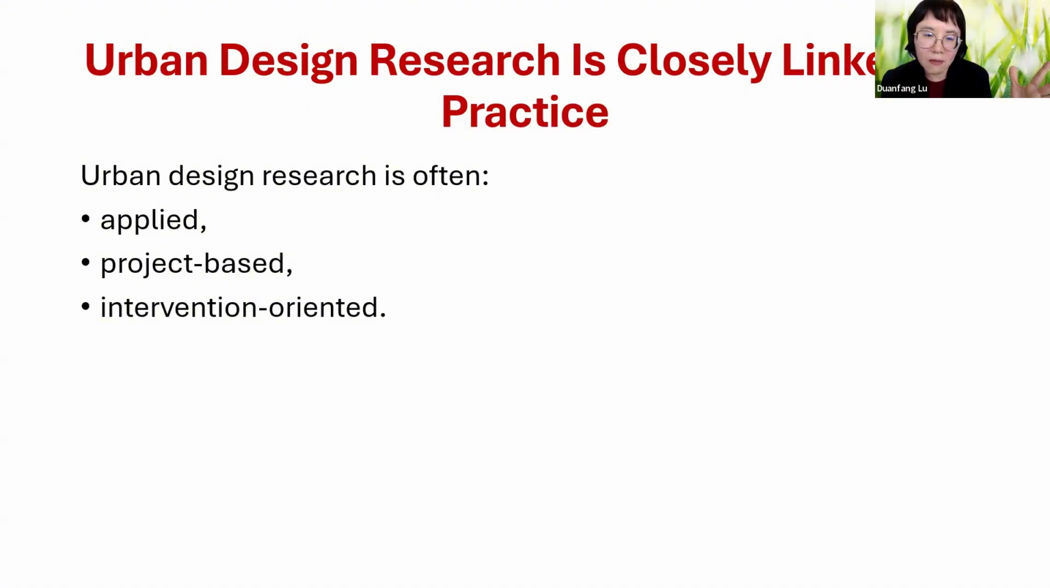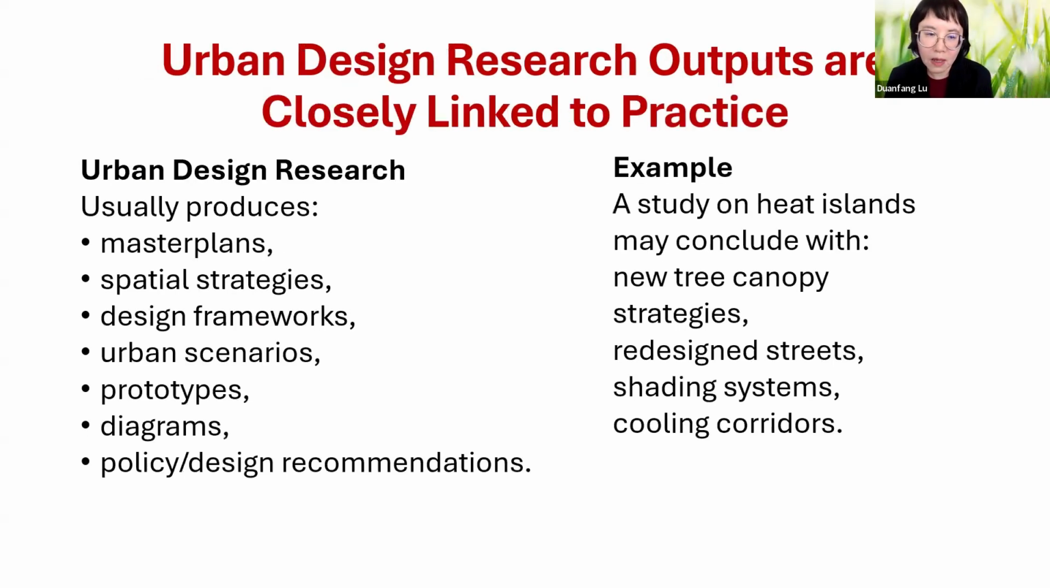Unlike the usual social science research, where the outcome might be a research paper or a book, when you are doing urban design research, you use it to support your design proposition, which might eventually become something usable, for example master plans, spatial strategies, or a vision statement for the local government design framework, etc. So, for example, if you do a study on heat islands, you might come up with propositions on new tree canopy strategies, redesigned streets, shading systems, etc.